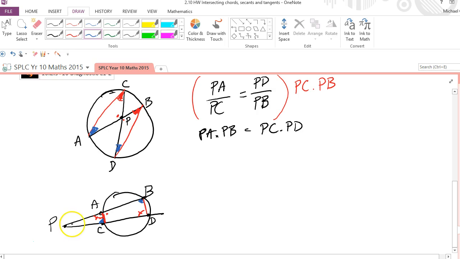I've got similar triangles, angle, angle, angle. Let's write our rule. We will do the small triangle over the large triangle. So I'm going from P to the red angle first. So PA divided by PD.